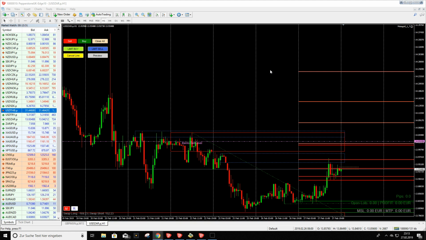Hello, this is a new edition of the pre-market trade of the day. If you don't know it, I always show you one pair, one example of how I trade it with the order blocks and my trade manager Metagrid. The last one was on the dollar against the South African rand, and we had no trade today with this pair. Our entry was not triggered.